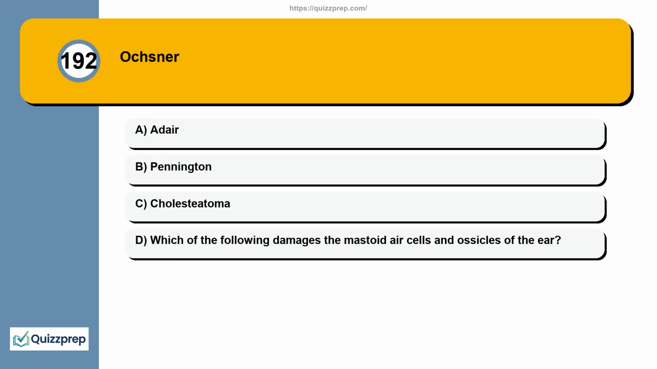Question 192. Allis, option A. Adair, option B. Pennington, option C. Cholesteatoma, option D. Which of the following damages the mastoid air cells and ossicles of the ear? The correct answer is option Nan.